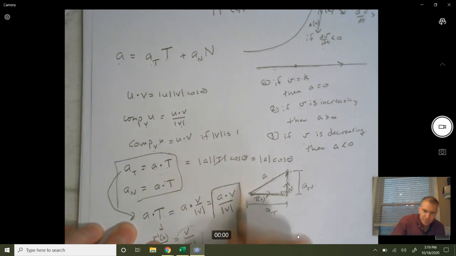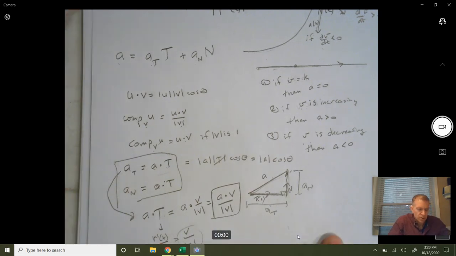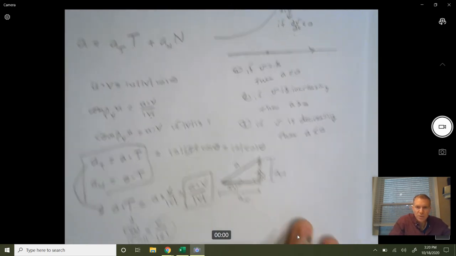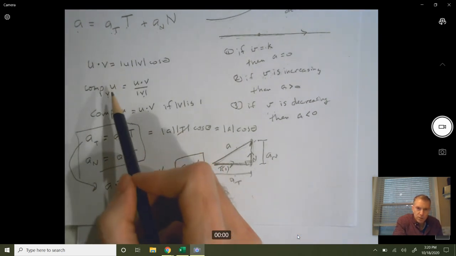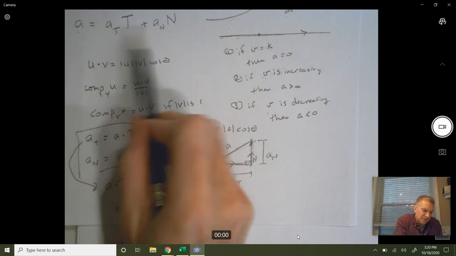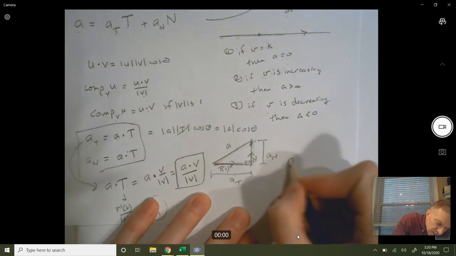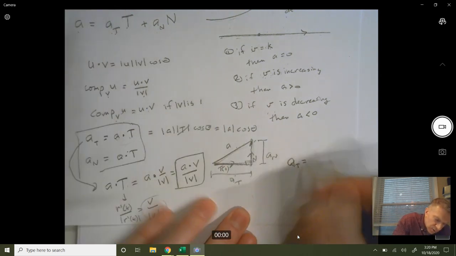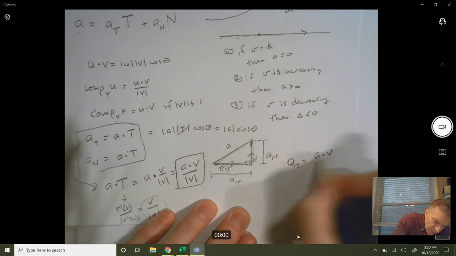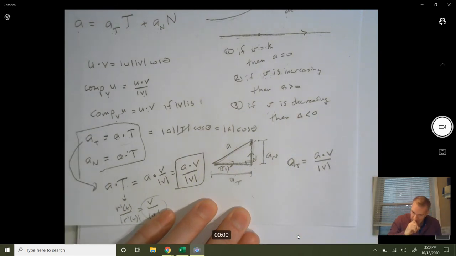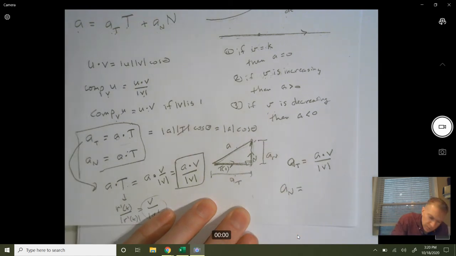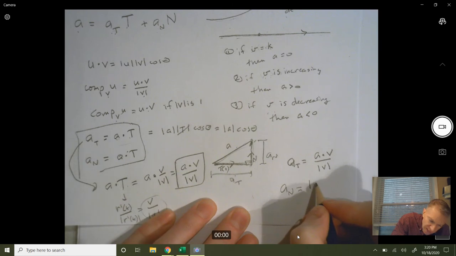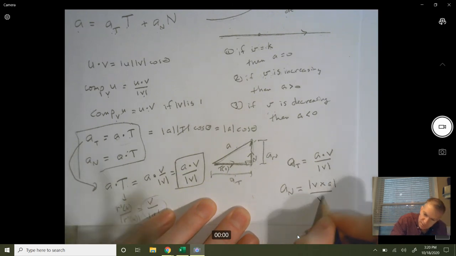Okay. So I'm going to write out our two formulas over here. The formulas that are going to make these two things, the normal and tangential components of acceleration, really easy to find: the tangential component of acceleration is equal to A dotted with V over the magnitude of V. The normal component of acceleration is going to be the magnitude of V cross A over the magnitude of V.